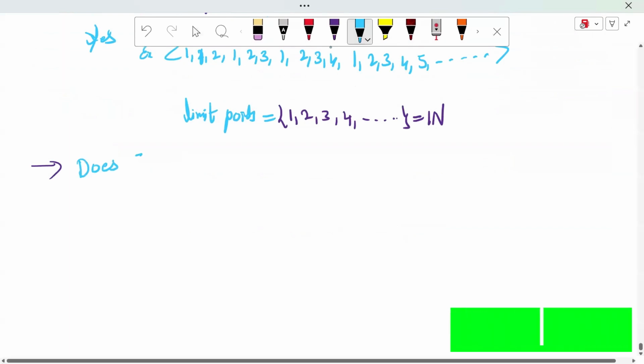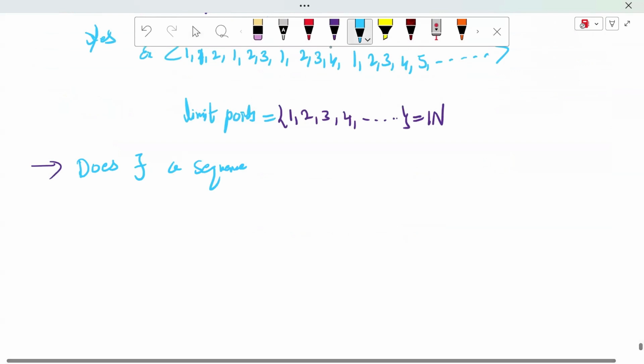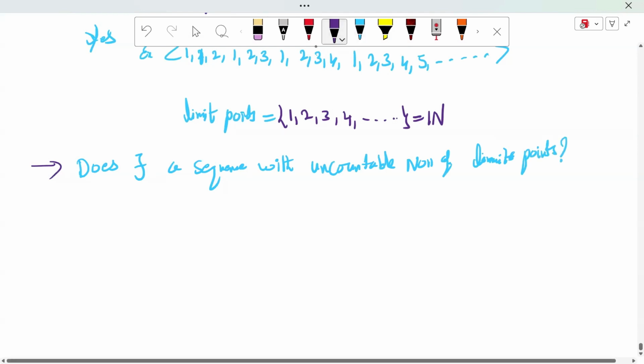Does there exist a sequence with uncountable number of limit points? He is asking whether an uncountable number of limit points exist. This is important, sir. Yes, it exists. What is the example? Look, sir: 0, 1, 1/2, 1/3.